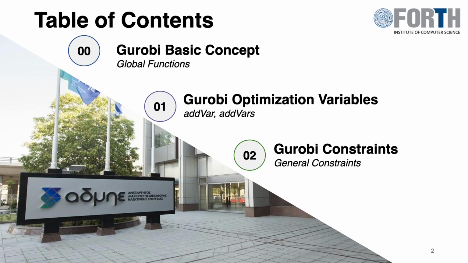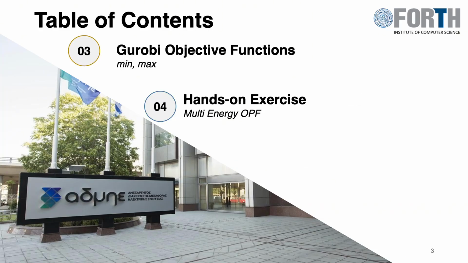We will begin with Section 0, a review of the Gurobi basic concepts to ensure our foundation is solid. In Section 1, we will explore the global functions that simplify data management. Section 2 will cover Gurobi optimization variables in detail, specifically the advar and advars methods. We will also touch on the different types of constraints, including standard and general constraints, that Gurobi supports.